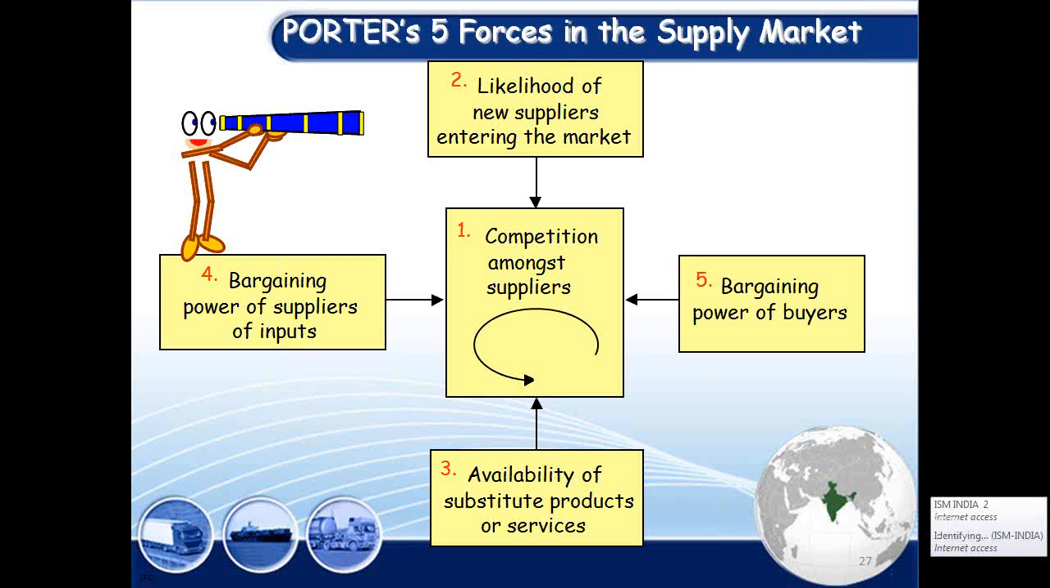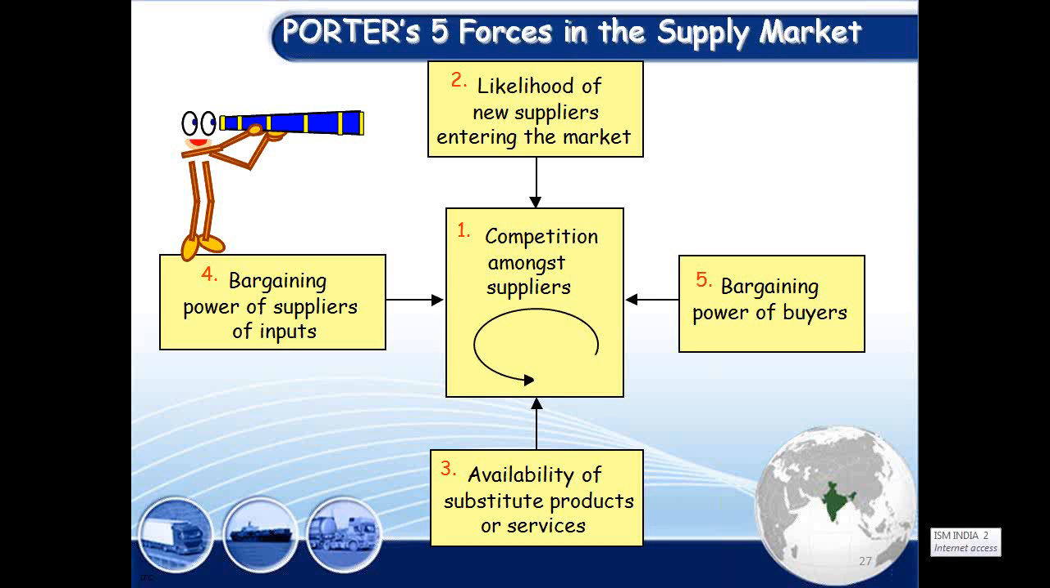The number two force is the likelihood of new suppliers entering the market. So far we had only two suppliers, but now we are finding another supplier coming up. The government has given approval for a third one to start manufacturing it. That means more suppliers are coming into the market. This is one force which could affect my supply market.